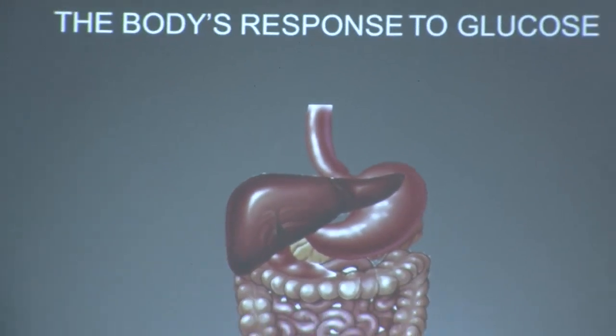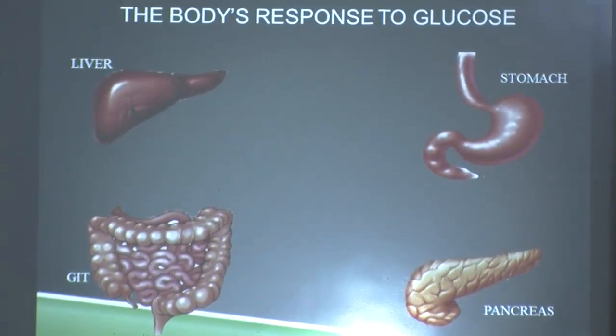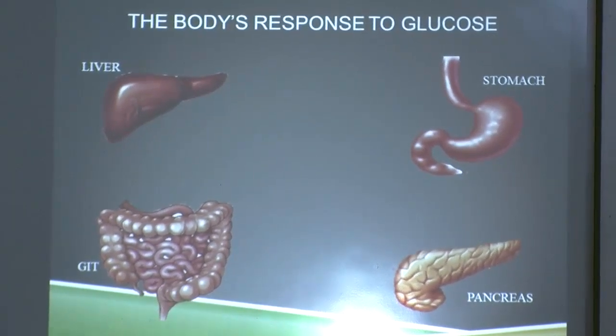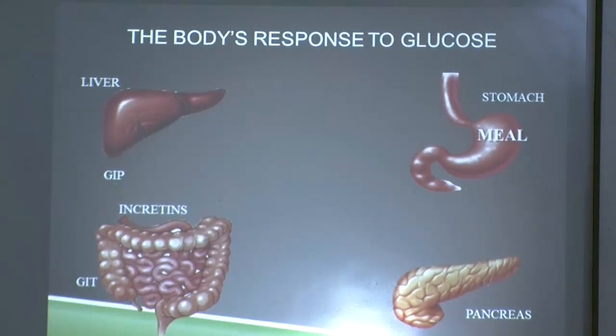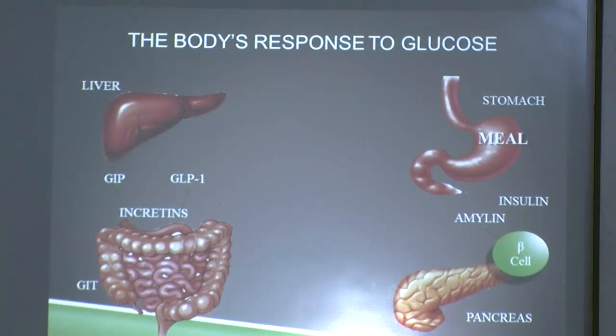So in a healthy person, the body has 4 organs that are responsible for glucose maintenance: the liver, the stomach, the gastrointestinal tract, and the pancreas. So in response to a meal, the GIT uses incretins. These incretins are gastric inhibitory peptide and glucagon-like peptide 1. And these cause the pancreatic beta cell to release insulin and amylin. And this is actually a feed-forward action that occurs before a meal. So when the body is in anticipation of a meal, insulin and amylin is secreted.